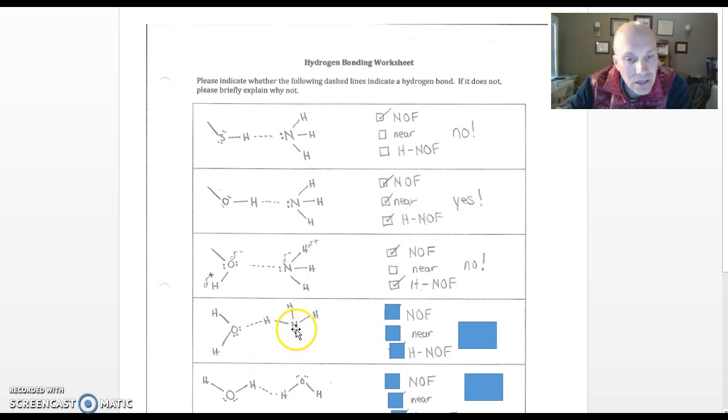In this case right here, this side is a hydrogen covalently bound to a NOF, so I could click yes to that. And is it near something? Yes. And is the thing that it's near either a nitrogen, oxygen, or fluorine? Yes. So this would qualify as the NOF part. So in this case, yes, that would be a hydrogen bond.